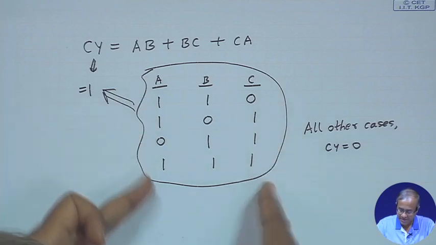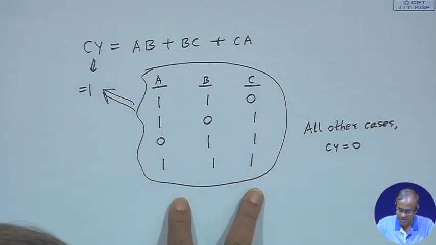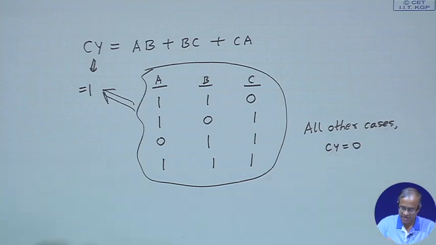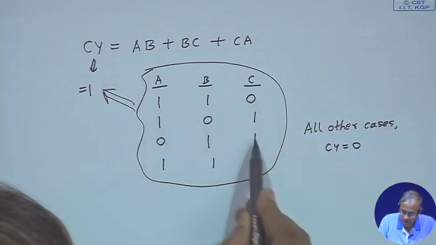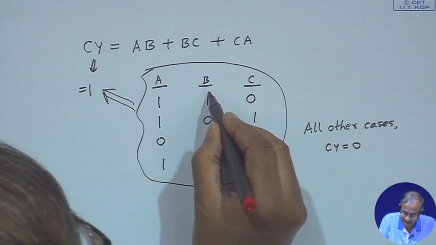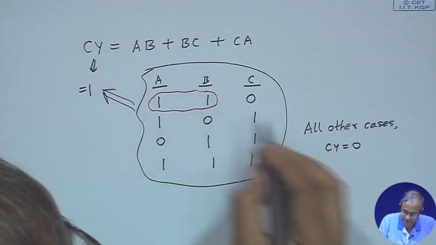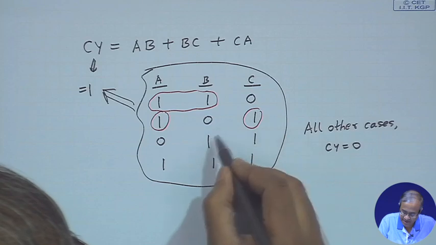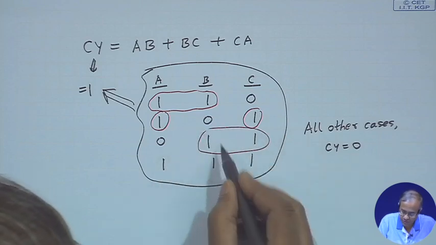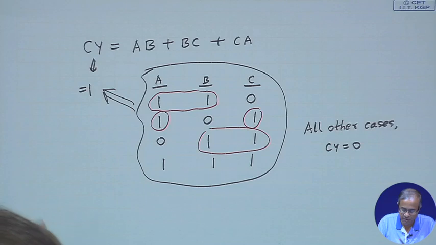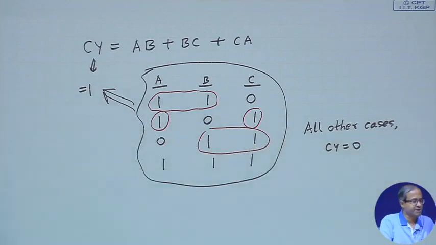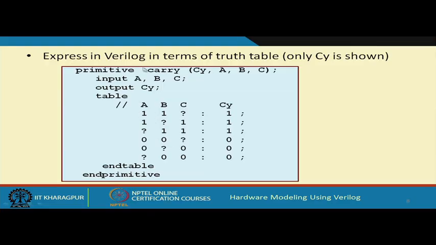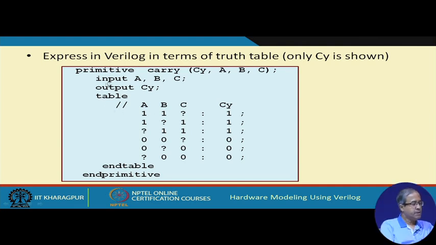So, this I can also express as a truth table. How do I express it? I need not specify all the rows. I can simply say that at least 2 must be 1, A B, A C or B C. If so, then the carry will be 1. This is what we are specifying here in this truth table. So, this is again a way to express a behavioral specification in Verilog in terms of the truth table.